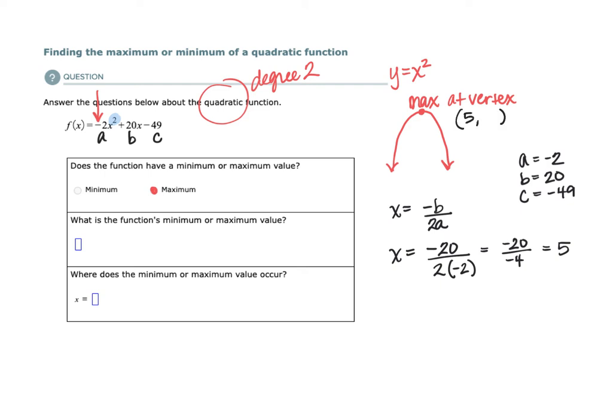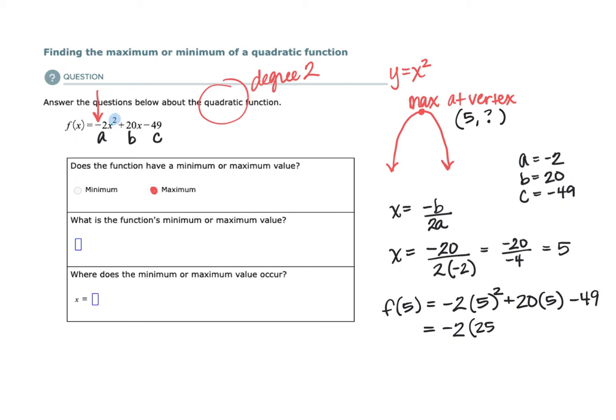So we know the vertex occurs at 5, some value, and we don't know the y value. We don't know the output. So we need to substitute 5 back into our function. In other words, we need to compute f of 5, which will be the y value, the output, when x is equal to 5. So the function was negative 2x squared, so we're substituting in positive 5 in place of x, plus 20x, so that would be 20 times 5, minus 49, and this will generate our output, or our y value.